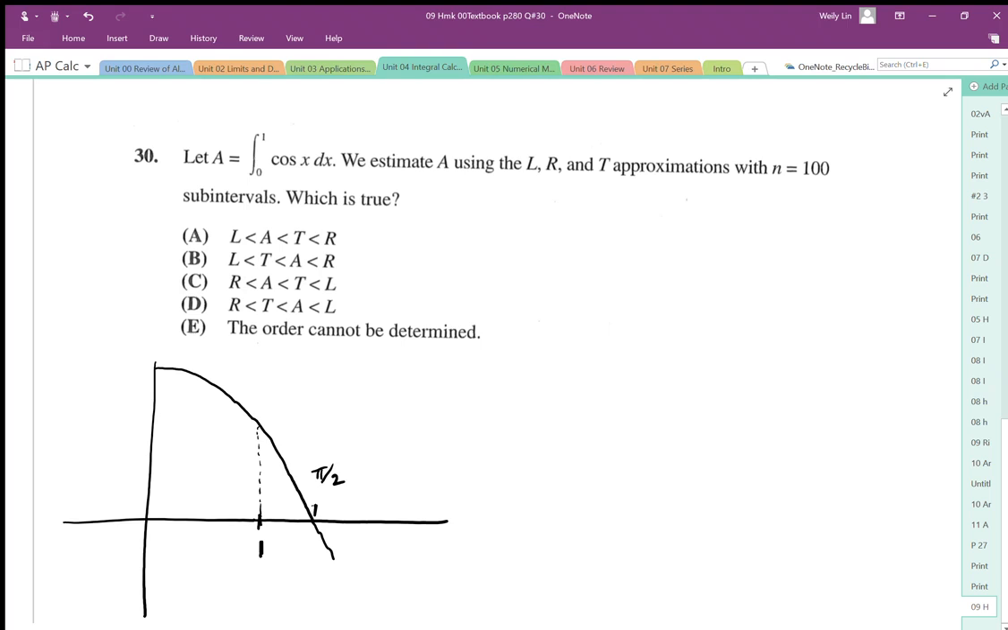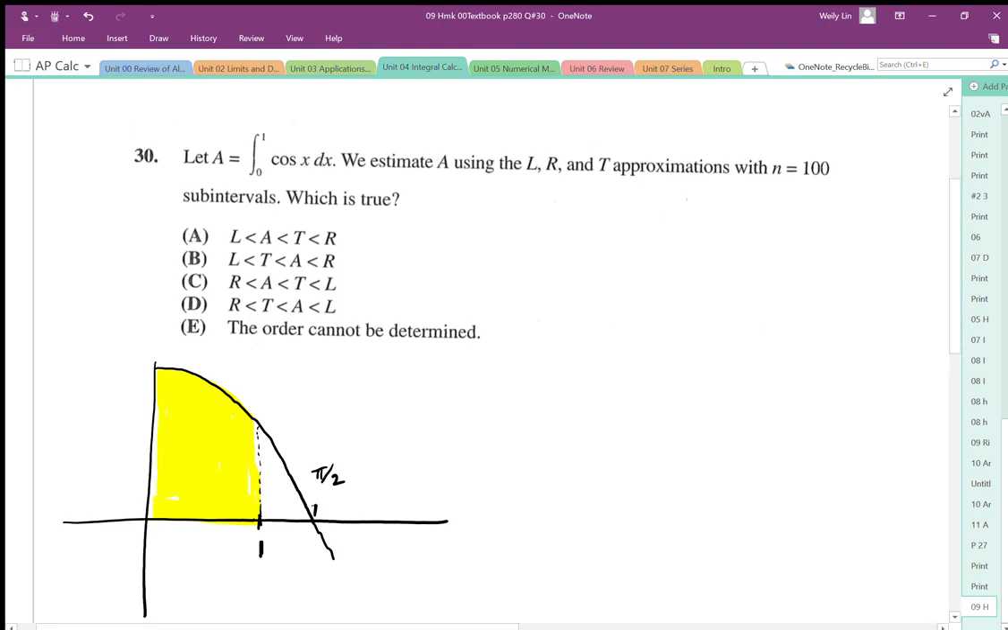Question number 30, it says, let A be the area under the curve from 0 to 1 of cos x dx. And so A is going to be represented by this yellow area here. So I've drawn cos x, and since it crosses the x-axis at pi over 2, we know that the 1 is going to be somewhere around here. So this is just kind of an approximation, but this gives us an idea of what we're dealing with. So that represents the area A.